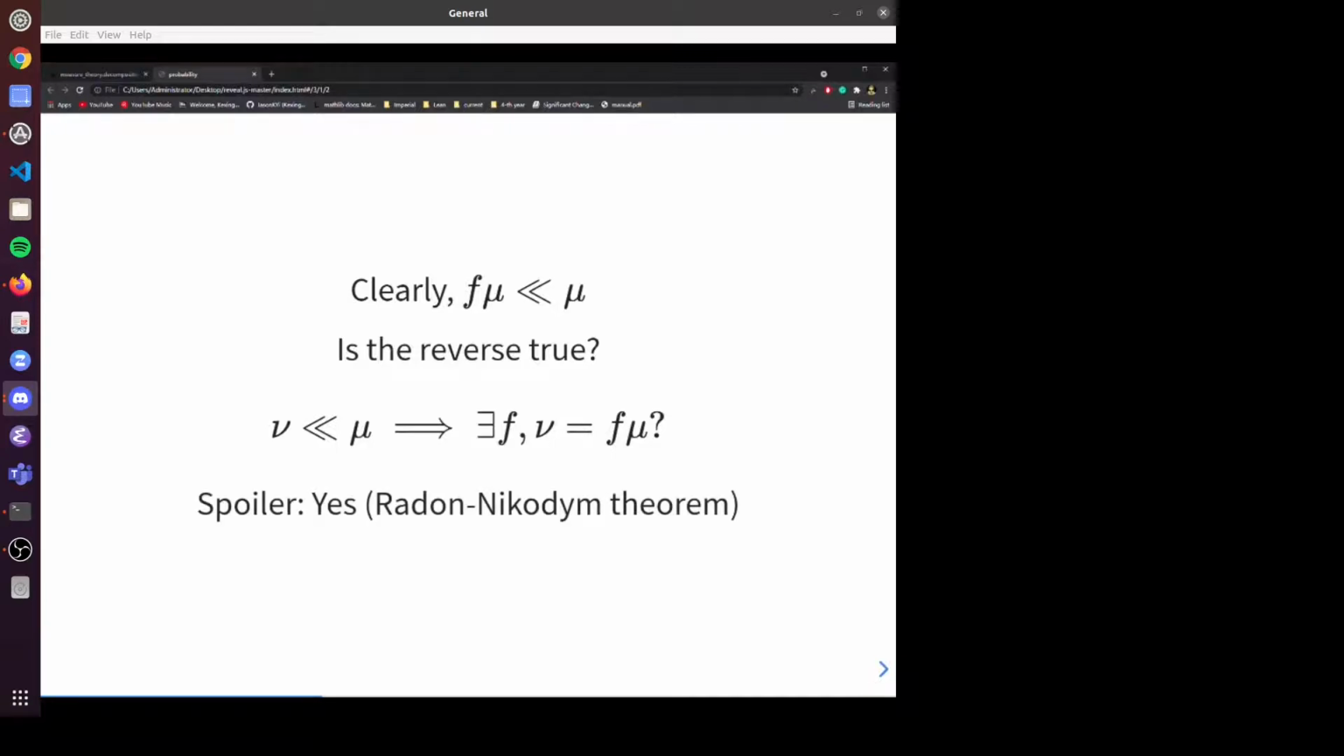Clearly the integral measure I defined in the previous slides is absolutely continuous with respect to mu. If we're integrating over a null set, it is easy to show that the integral will be 0. But what we care about is whether the reverse is true. In particular, if nu is absolutely continuous with respect to mu, does there exist a measurable function f such that nu equals f mu? The Radon-Nikodym theorem states exactly this. In particular, we actually have an essential uniqueness, but I'll talk about that at the end as well.